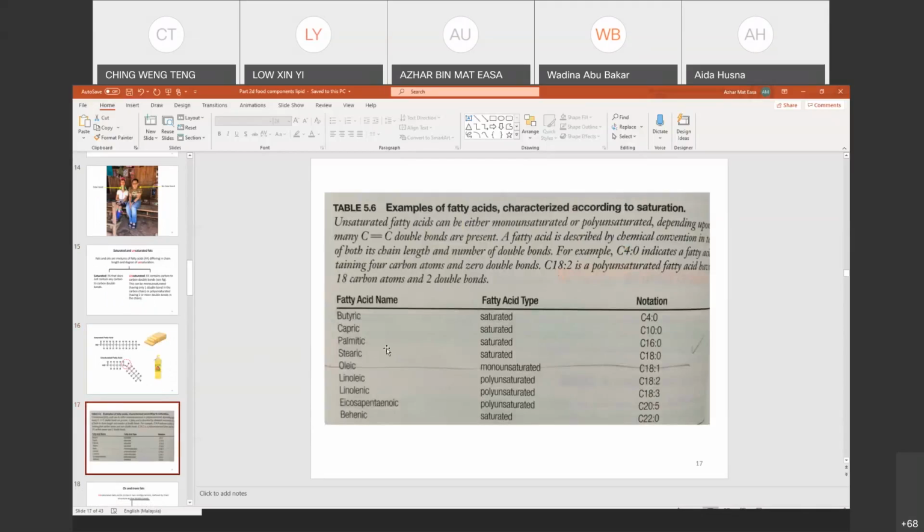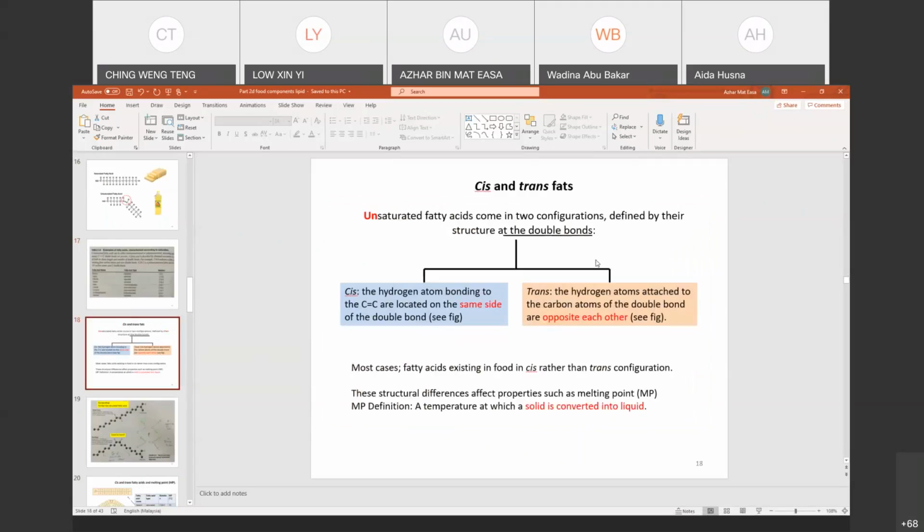Okay, we have this example of fatty acids characterized according to saturation. You see here C4:0, that means it is saturated, no double bond, until we have C18:1, monounsaturated, until we have C20:5, five double bonds. I'm not sure, but behenic is saturated, C22:0, zero double bonds. Just examples.